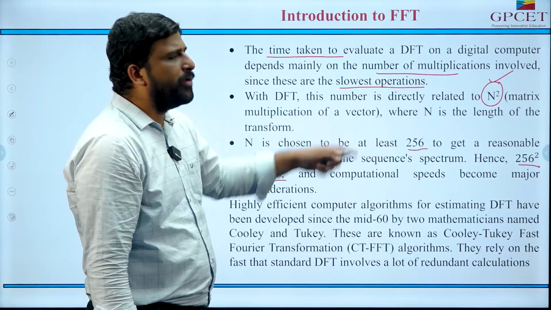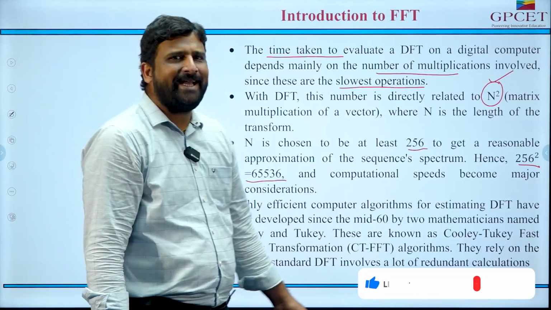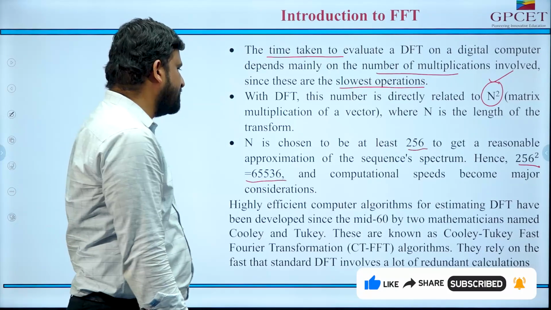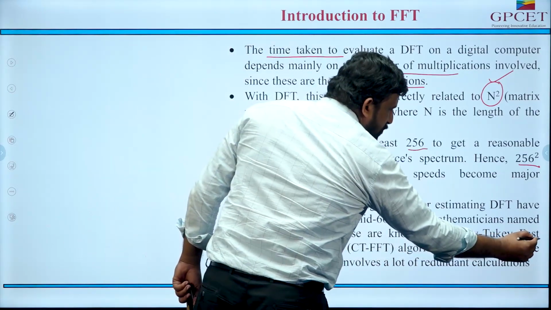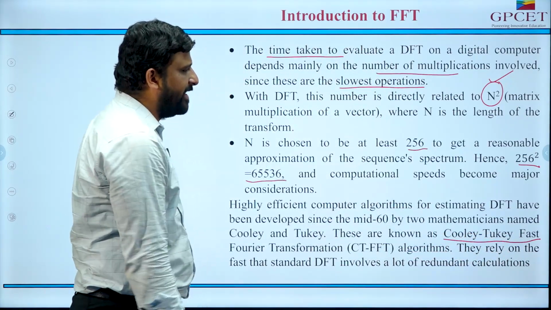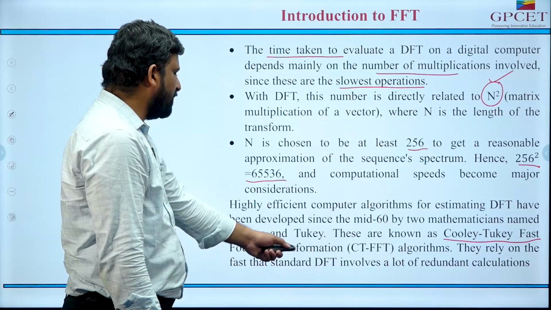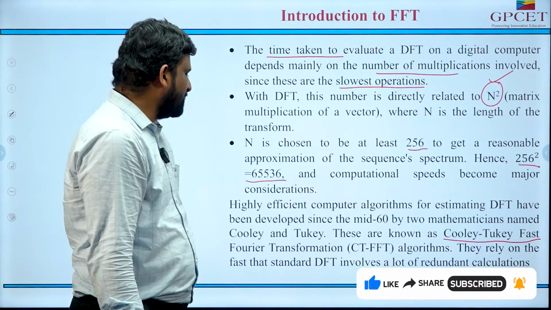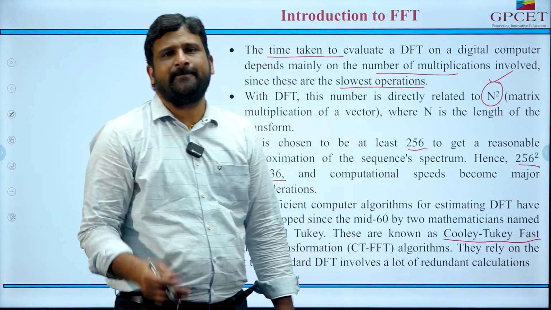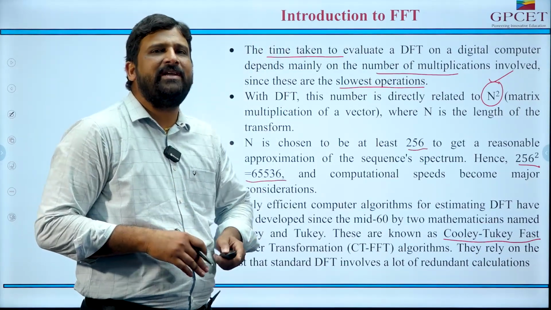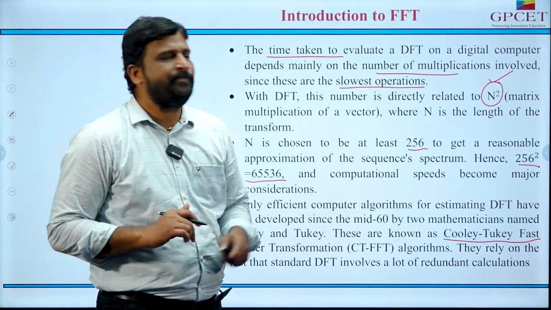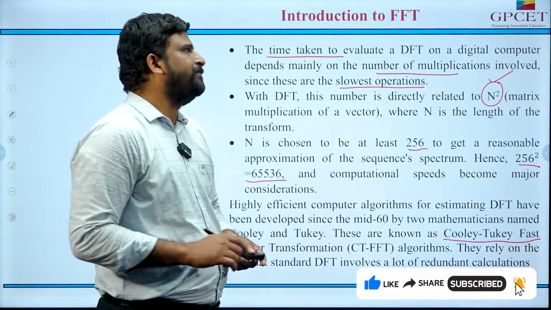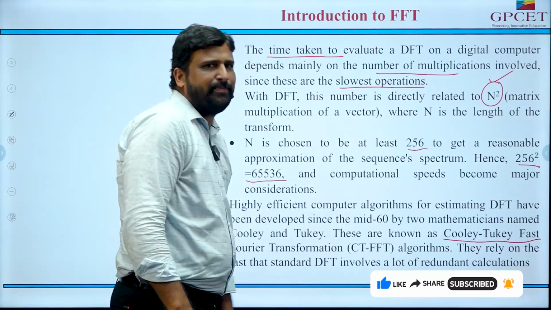To overcome this problem, two scientists, Cooley and Tukey, introduced a new algorithm, which is the fast Fourier transform, and we call it the Cooley-Tukey fast Fourier transform. It relies on the fact that the standard DFT involves a lot of redundant calculations. That means the steps repetitively involved in the DFT are overcome by the fast Fourier transform. The final conclusion of this slide is that we go with FFT instead of DFT to improve the operation of digital computers.